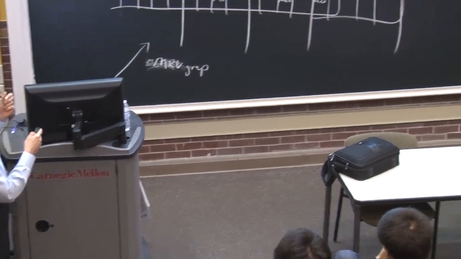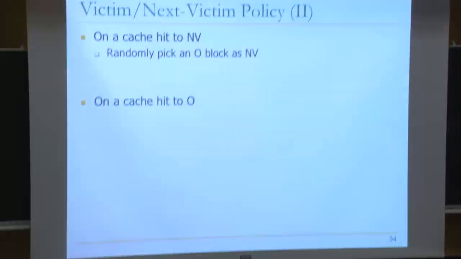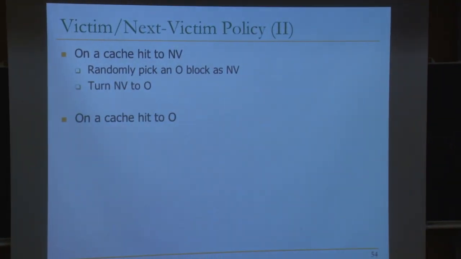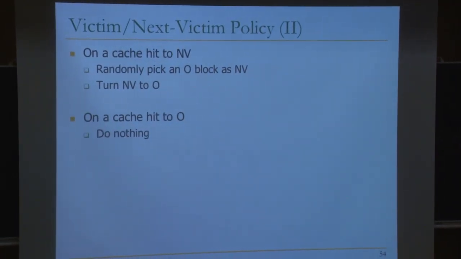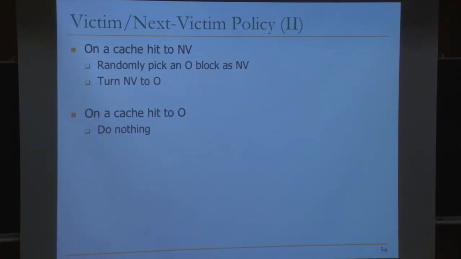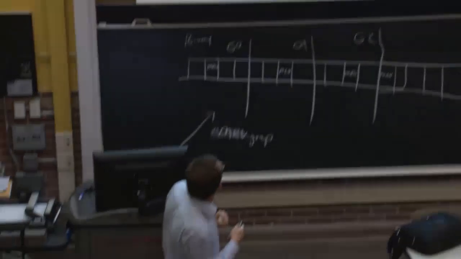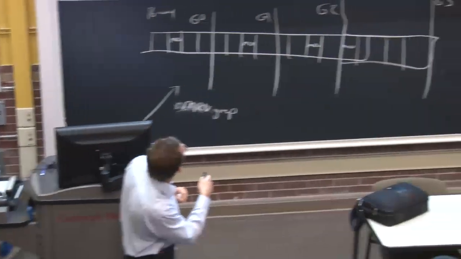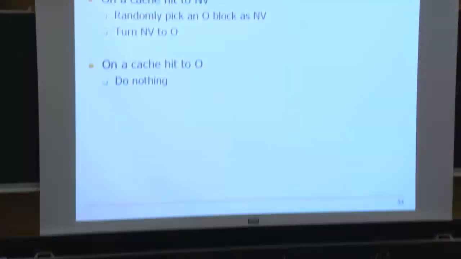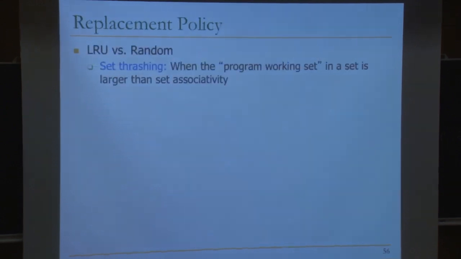On a cache hit to the next victim, you randomly pick an ordinary block as next victim. What happens when I hit an ordinary block? Well, nothing, right? That's the nice part. You can actually save energy with this kind of policy also. If you think about true LRU, it actually wastes a lot of energy as well. And I have an example over here that basically exercises one of the cases.